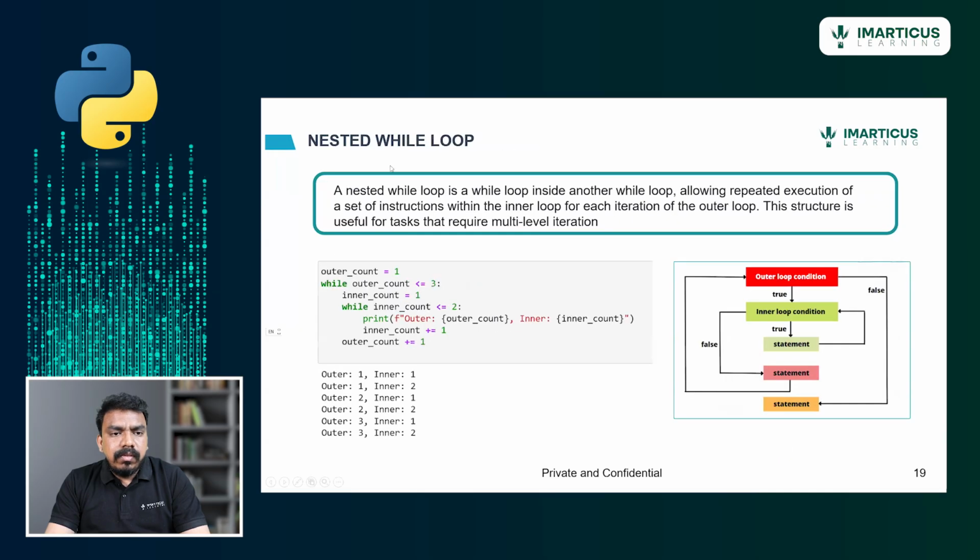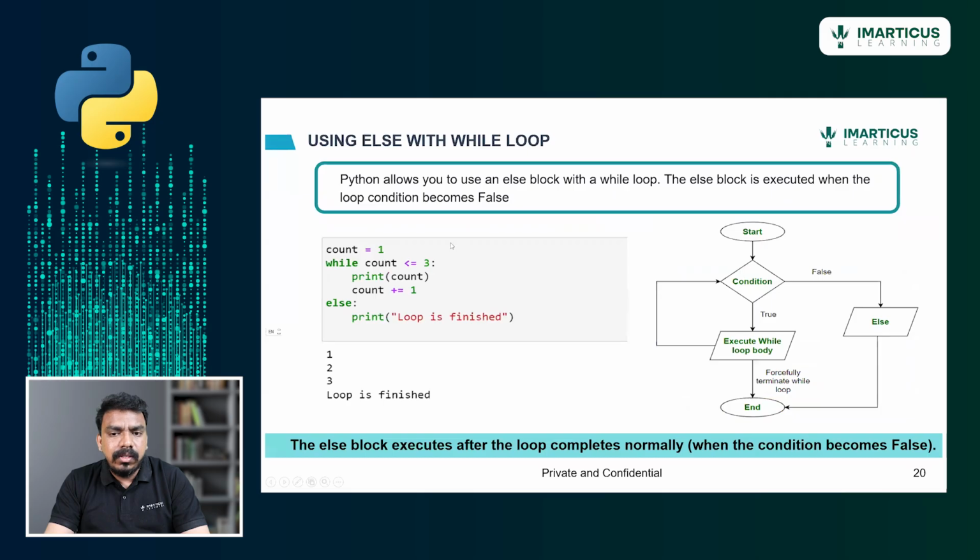And next, we'll talk about what a nested while loop is. A nested while loop is nothing but writing a while loop inside a while loop. We'll talk about how you can use nested while loops in later stages. Now, using else with a while loop. Python also allows you to use the else block with a while loop. The else block is executed when the loop condition becomes false, right?